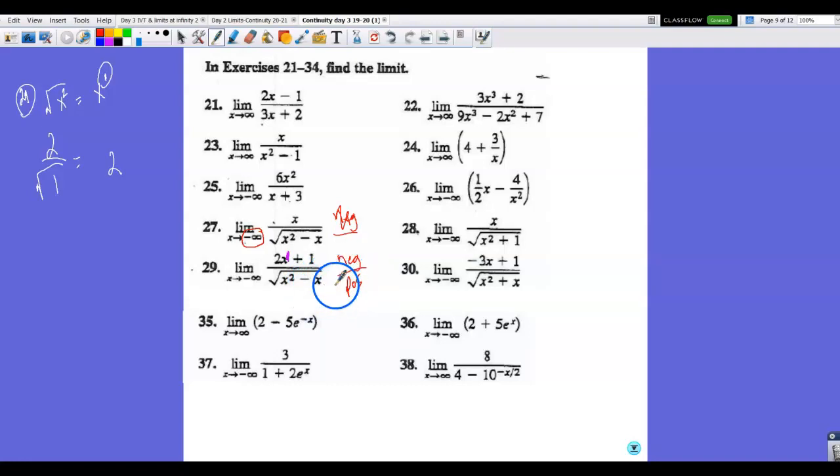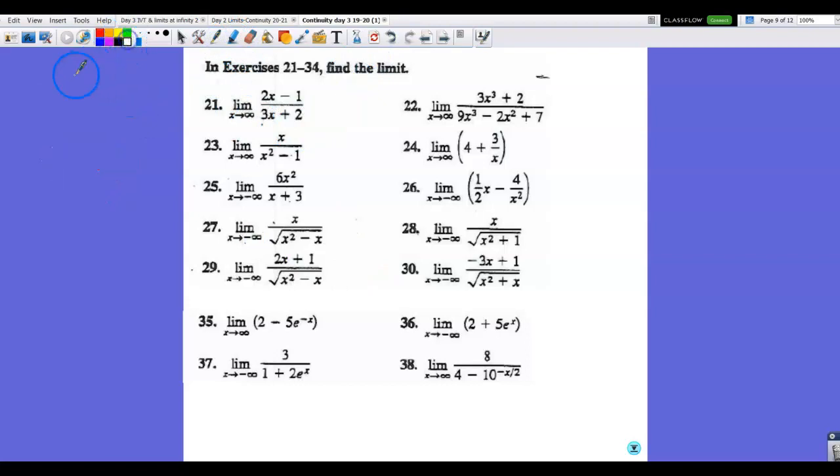So whenever you have these square roots, you can't just write down the number and move on. You can't just get 2. You have to pay attention as to whether you're going to get positive or negative infinity. This is going to give me a negative. So my answer for the limit is negative 2 as x goes towards negative infinity. Number 35 can be a bit tricky, but it really is not very tricky.